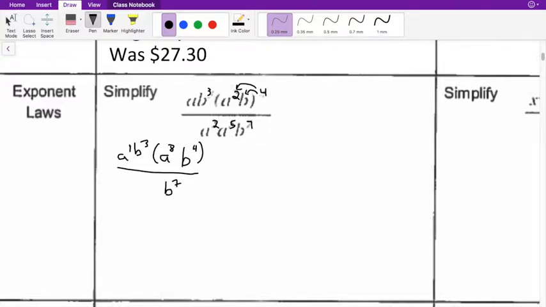But we have two a's, and they're multiplied. a to the 2 times a to the 5, and we're going to add those up. So that's going to equal a to the 7.